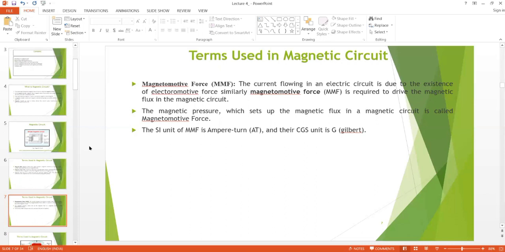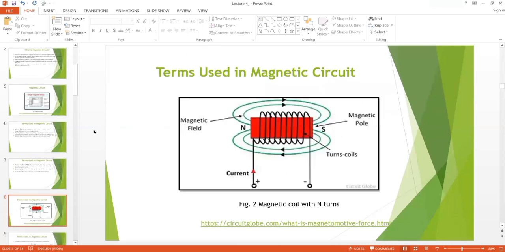The units are very important. In your competitive exams, this question can be asked. The SI unit of MMF is ampere turns, but the CGS unit is the Gilbert. Keep this in mind: there are two different types of units. One is the Gilbert, which is the CGS unit, and the SI unit is ampere turns. In magnetic circuits, we have the magnetic field, current, and magnetic pole.